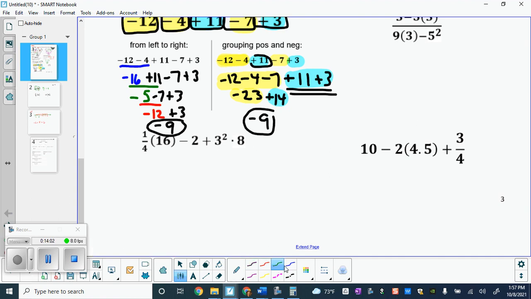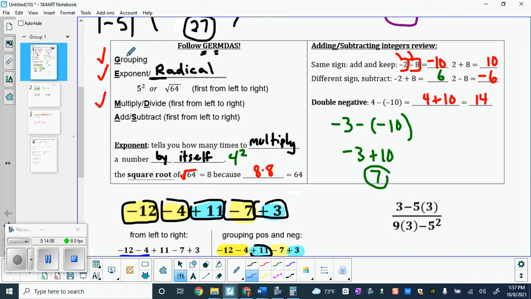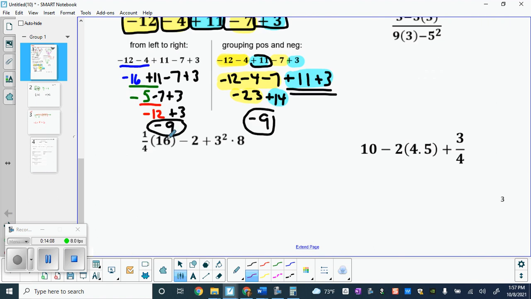But I didn't even really start with PEMDAS the way I should have. Let's go back up here to GEMDAS. I don't see anything grouped in here with the 16, so I can skip it. I'm going to go to exponent now, and right here I see an exponent. 3 squared is 9, so I'm going to go ahead and put that down. And then I'm just going to copy everything else down the way I see it. So a 1/4 times 16 minus 2, and then plus. And then we have a times 8 over there.